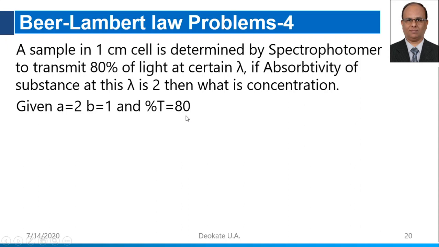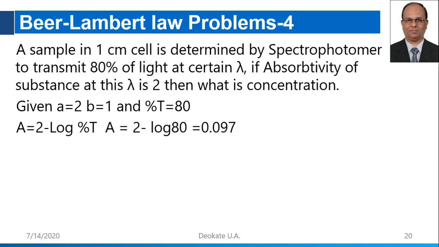Now go again to that slide and see what equations we can use. We have one equation, A equals 2 minus log percent T. First of all, we have to find out the absorbance. To find the absorbance, we have the equation 2 minus log percent T. Because we have the percentage T value, that is 80, so 2 minus log of 80. If you solve this, you will get the value 0.097.